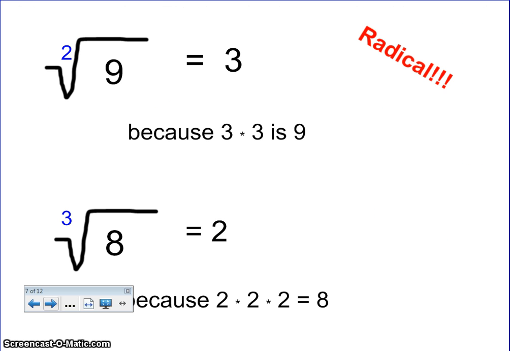Radicals, square root of 9 equals 3. Why? Because 3 times 3 is 9. We don't always put a 2 here. In fact, we don't. But remember, if there's not a number right up here sitting on the corner of that radical, it's assumed it's a 2.